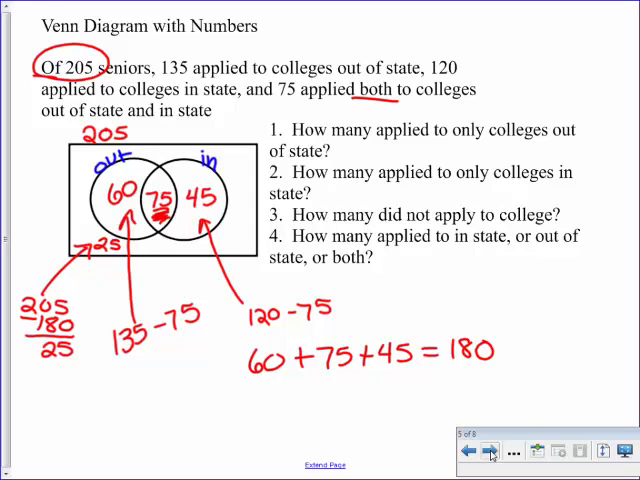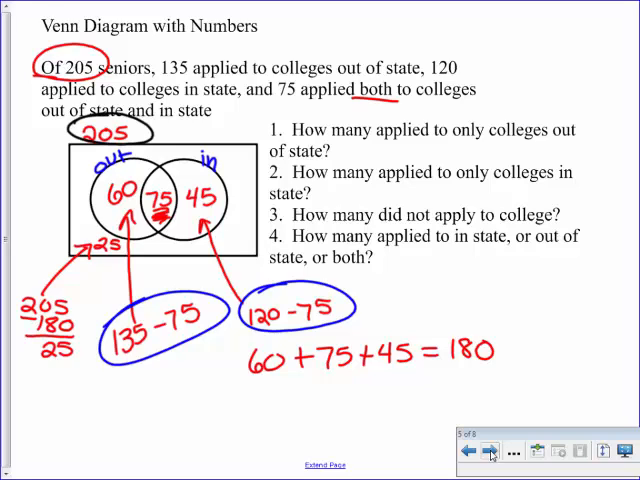So really, if you want to check to make sure you did all your math right, these four numbers, the 25, the 60, the 75, and the 45, those four should always add up to equal the total that you put up here. So if you add them up and they're not the 205 or whatever your total is, then you've done your math somewhere wrong. And typically, it's because you forgot to do the subtraction part. Subtract out the both. So now that we have everything filled in, let's go ahead and answer the questions.